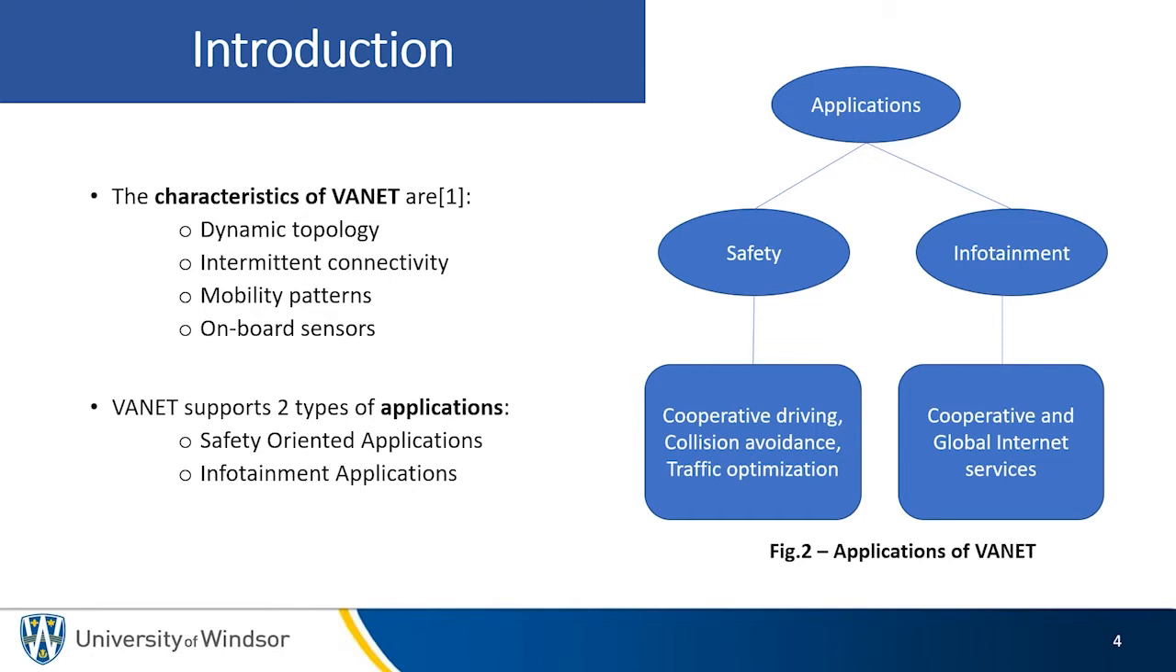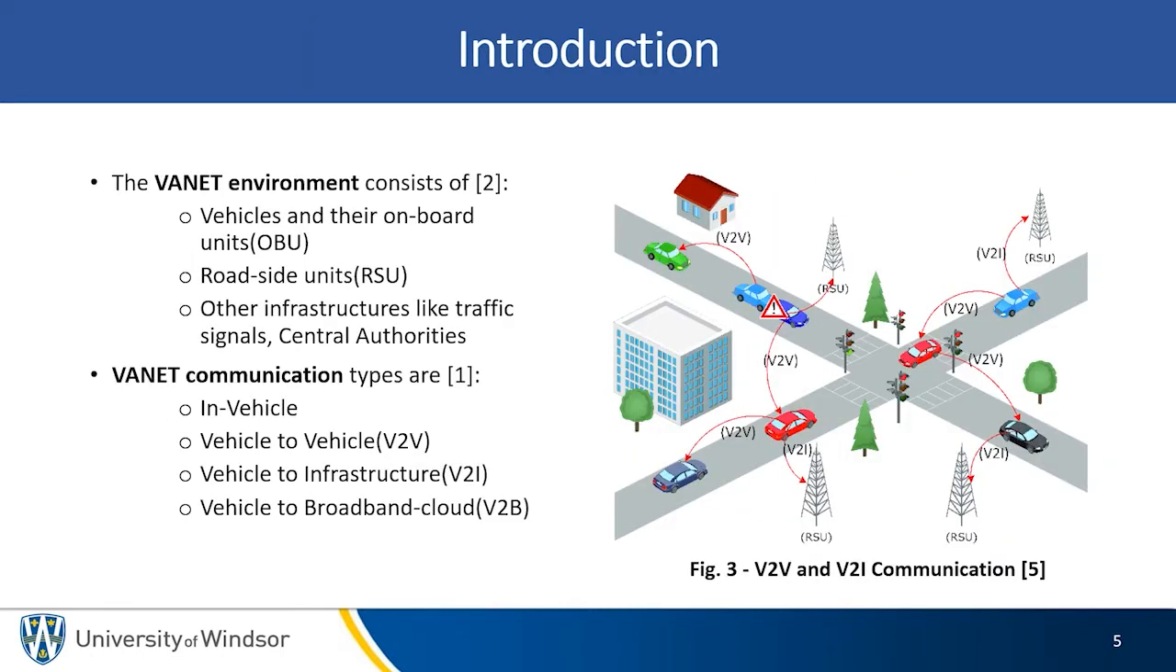Next are the infotainment applications. Such applications facilitate the drivers and other users by providing various messages that aim to offer entertainment-related and other information to them, such as information regarding the nearest car repair station, coffee shop, parking lots, etc. Some of the applications include the cooperative applications and the global internet services. The VANET environment contains the following components: vehicles and their onboard units, the roadside units, and other infrastructures like traffic signals and central authorities. The following are the VANET communication types.